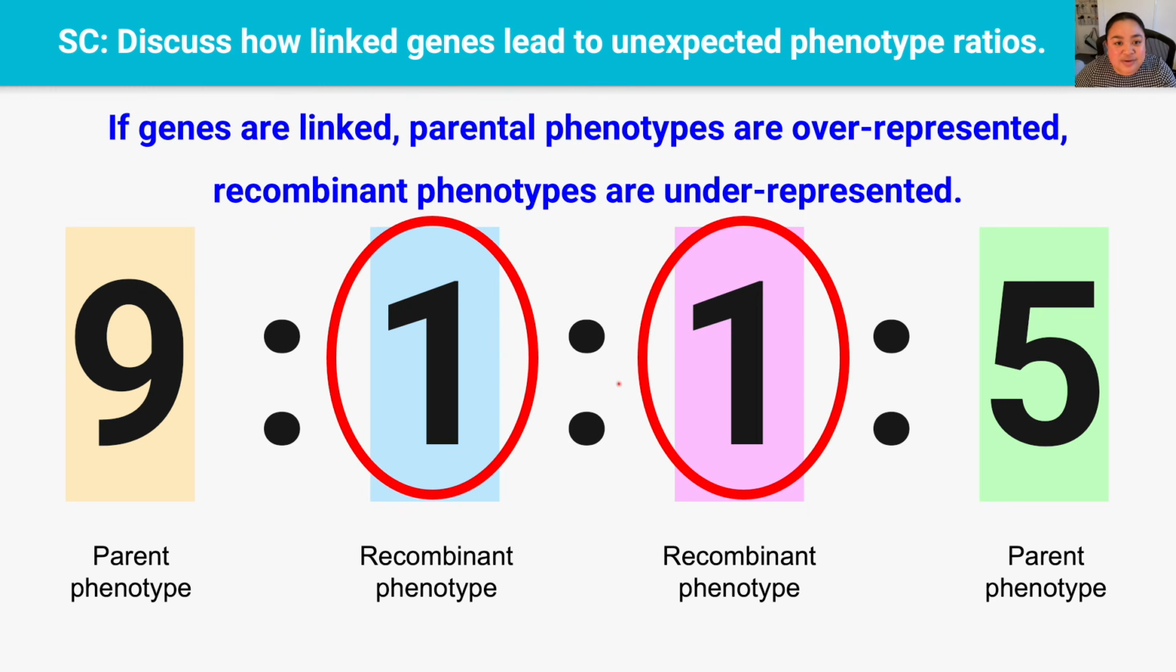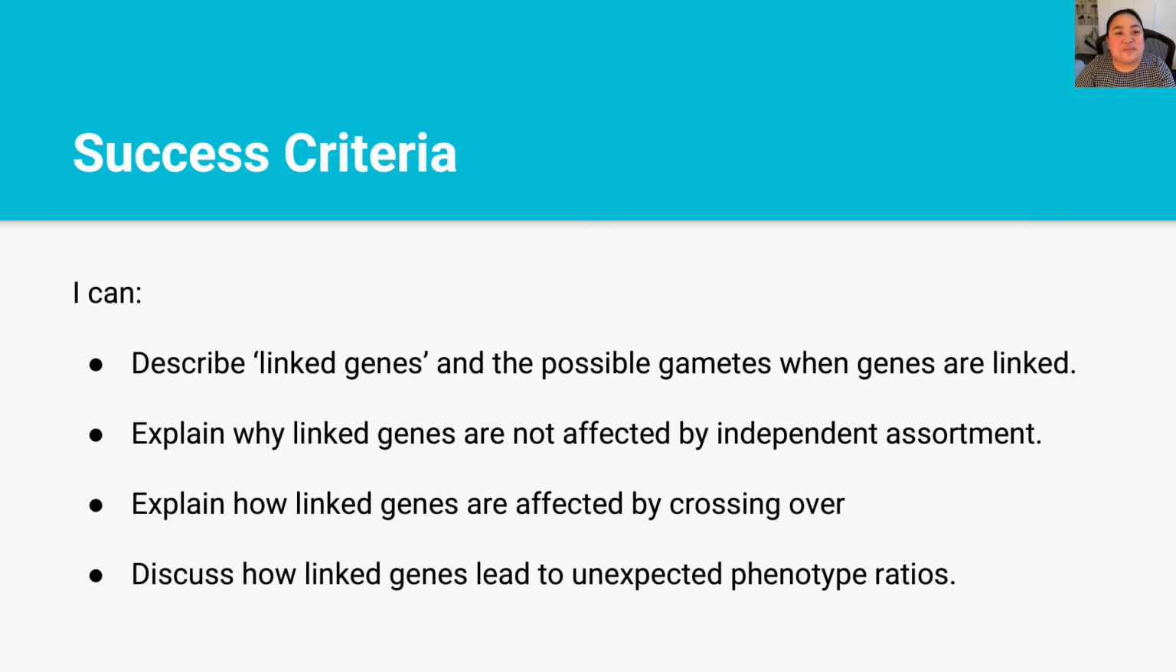In linked gene scenarios, the recombinant phenotypes are rarer than the parental phenotypes. It all still has to add up to 16, because there are 16 squares in the Punnett square. So those missing numbers get added to the parental phenotypes in the ratio. So if genes are linked, the parental phenotypes are overrepresented in the phenotypic ratio, and the recombinant phenotypes are underrepresented in the phenotypic ratio. Well done, you've survived this linked genes lesson.